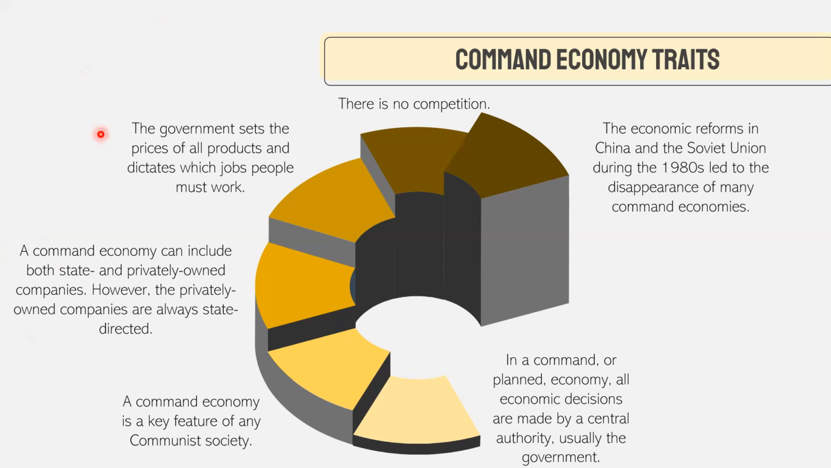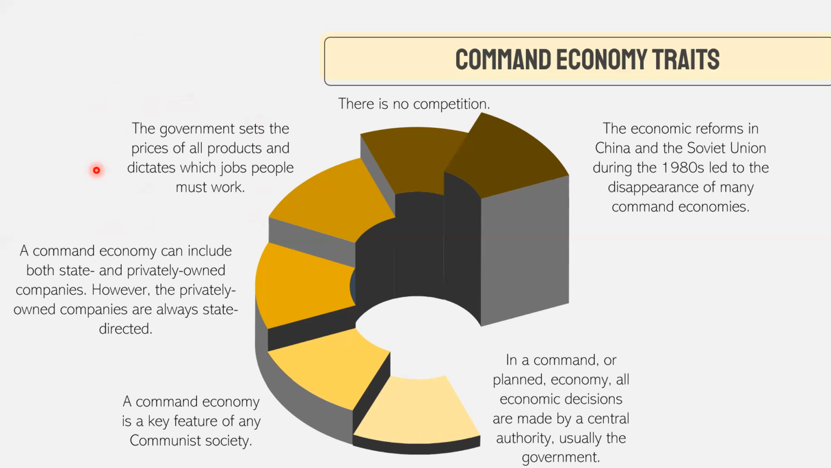In the case of a school, for example, the school can be owned by a private group of people, but the state will direct it. They will tell you what to teach, what not to teach, how much to charge for it, etc. Then, characteristic number 4 is that the government sets the prices of all products. Does it sound familiar? And dictates which jobs people must work.